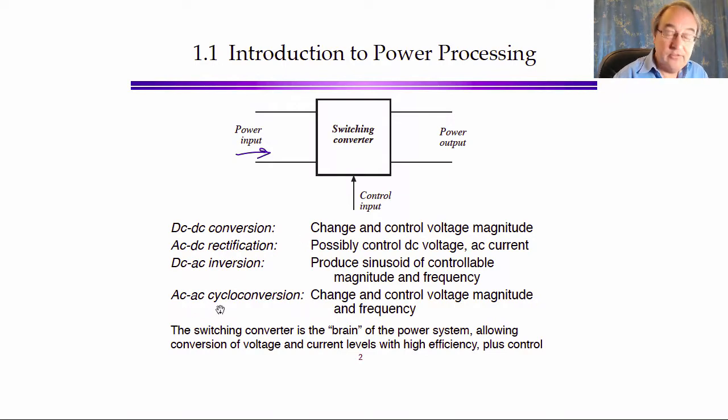AC to AC cycloconversion involves changing the frequency and the amplitude of the AC voltage. In each of these, the switching converter is the key electronic power processing element, and it is composed of electronic devices as well as reactive elements, and we attempt to build this with very high efficiency.